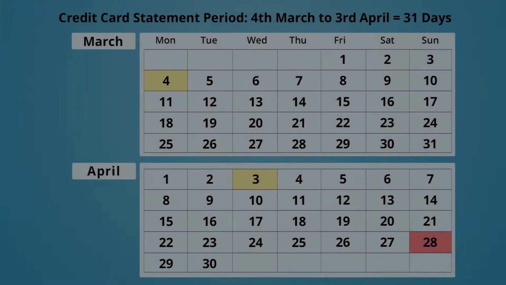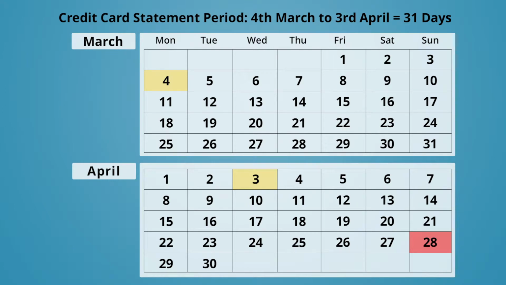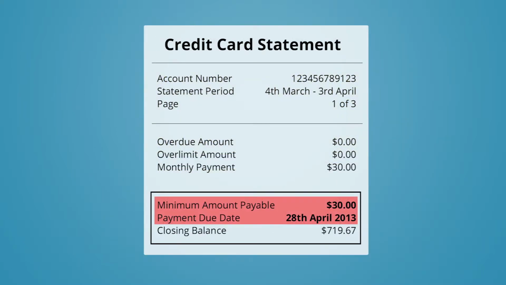As you can see here, shown in yellow, from the 4th of March to the 3rd of April, it's 31 days. The statement also has a statement to pay by date, or the payment date, which in my case is the 28th of April. So anything I buy within that statement period highlighted in yellow doesn't have to be paid for until the 28th of April. I have to make a minimum repayment amount by the 28th of April, otherwise I'll get a charge.